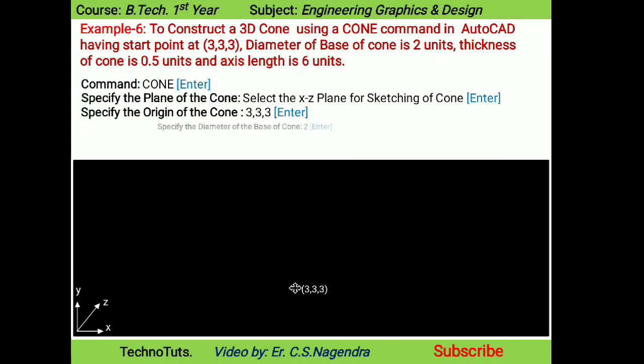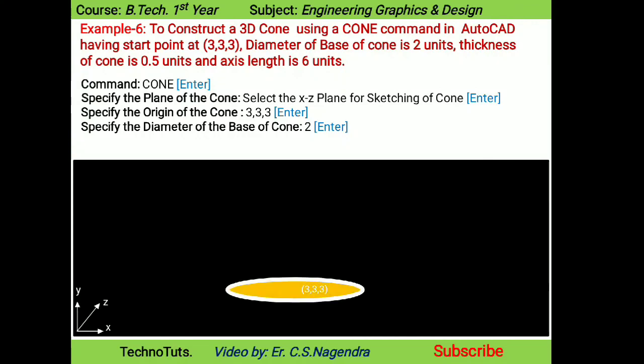Now the computer will ask you to specify the diameter of the base of the cone. So enter the value of diameter, 2 units, and press enter key. You will see a circle gets constructed in the XZ plane having starting point 3, 3 and diameter 2 units. Okay students, now the computer will ask you to specify the thickness of the cone. It is given in the question, 0.5 units. Just type the thickness 0.5 and press enter key. You will see the thickness will be elaborated in your drawing.